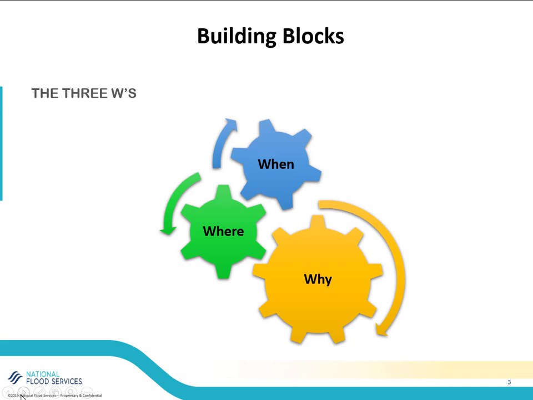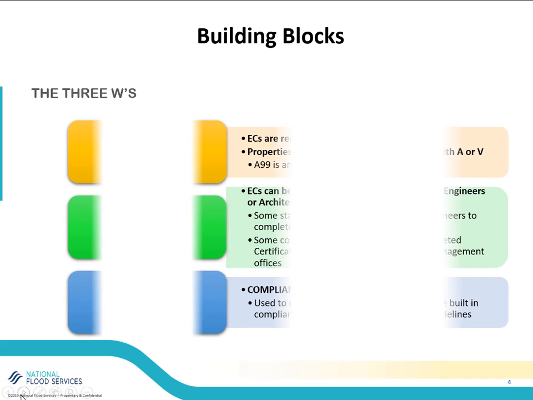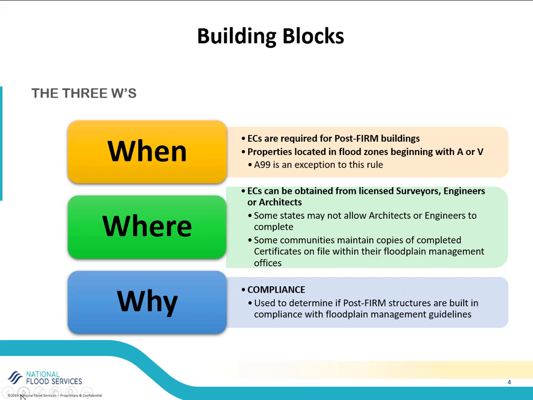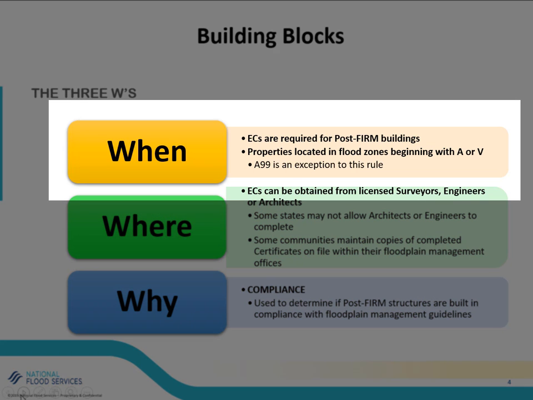To begin our understanding of the elevation certificate, we will look at some common questions that I like to call the 3 W's. The first W indicates when an elevation certificate is required. An elevation certificate is required for properties that are post-firm construction and are located in zones beginning with the letter A or V, or the special flood hazard areas.